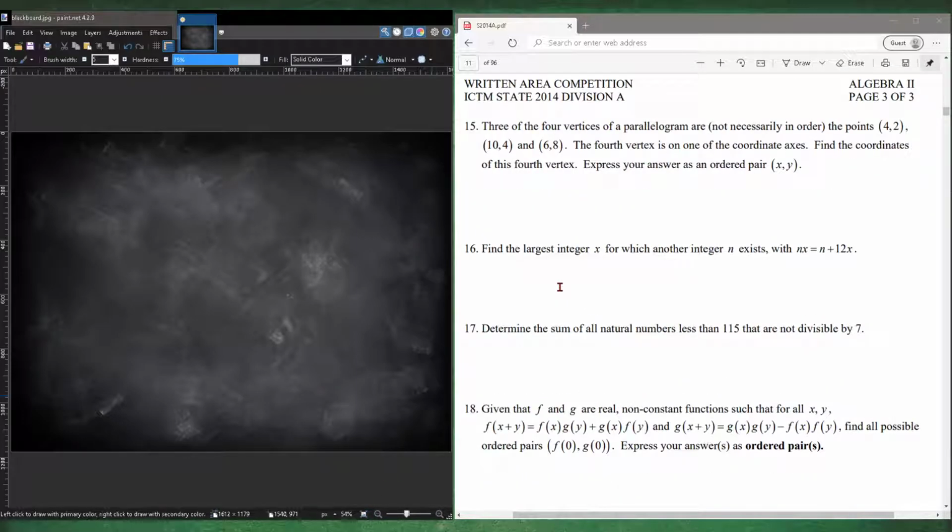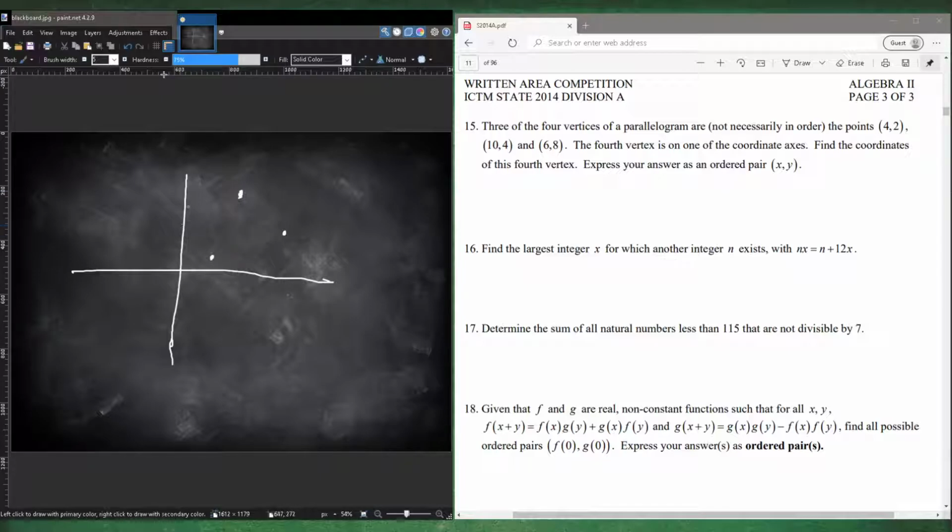Number 15. 3 of 4 vertices of a parallelogram are the points (4, 2), (10, 4), and (6, 8). The fourth vertex is on the coordinate axes. Find the coordinates of the fourth vertex. So usually when I get coordinates of a parallelogram, I like to draw a graph and plot them. So (4, 2). It doesn't have to be accurate, but just be somewhat decent. So (10, 4). And then (6, 8). So around here.